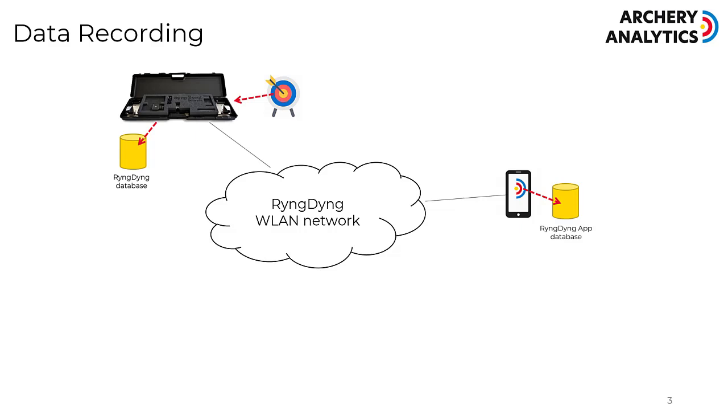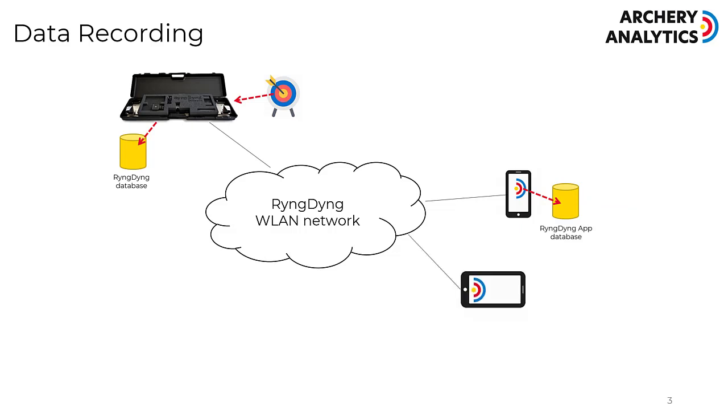The next thing I would like to talk about is how the data are recorded. First, all error positions and related data are stored inside RyngDyng as well. There is a special database for that, and all the information is stored there. Second, when information is transmitted to the RyngDyng app, the app also stores this information in a local database on the phone, on the tablet, etc.